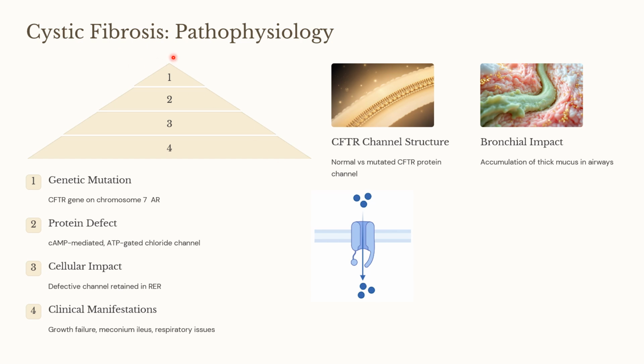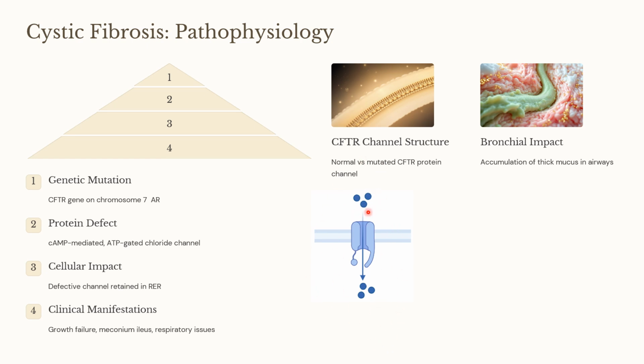What about cystic fibrosis pathophysiology? Cystic fibrosis is a problem where there is a CFTR gene mutation on chromosome number 7 and it is autosomal recessive. Because of this genetic mutation, there is a defective channel. What is this channel? This is the chloride channel. It is a cyclic AMP mediated ATP gated chloride channel.